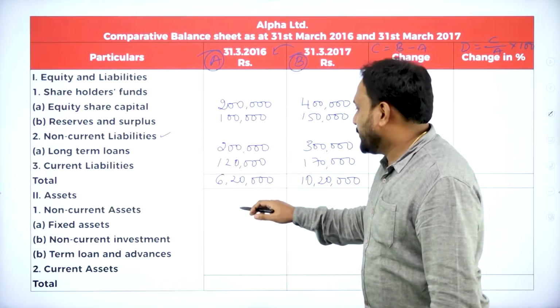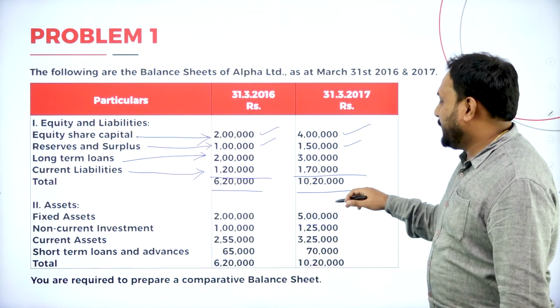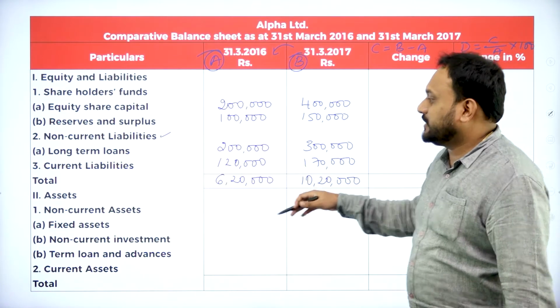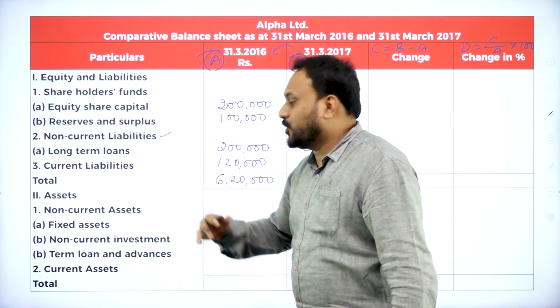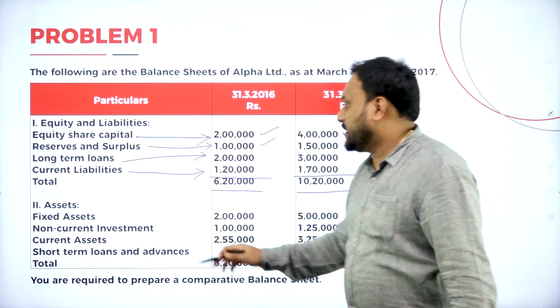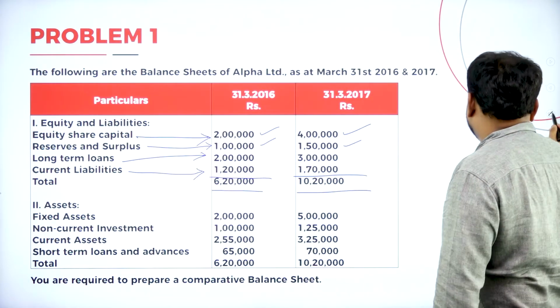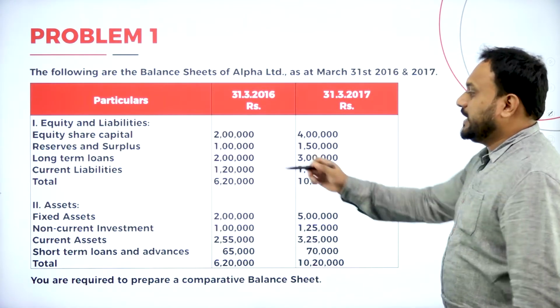6 lakh 20, so here 6 lakh 20. Then again 10 lakh 20, so here 10 lakh 20. So we are done with the first one. Next we go with the assets. Now go back to the question. It's all done now. I'll just erase everything for you. Let's concentrate only on the assets now.